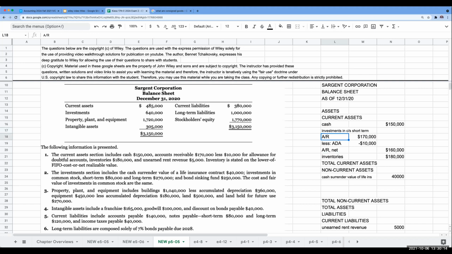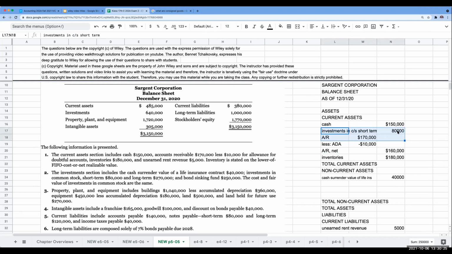Short term. Why am I putting this ahead of accounts receivable? Okay, so the reason why, and I kind of talked about this on the exercise 5-5 video, but it's worth repeating again. The ordering of my balance sheet accounts is typically going to be in order of liquidity, right? Cash is by far the most liquid. Investment in short-term securities is going to be more liquid than AR because I could pretty much sell it immediately if I had to.